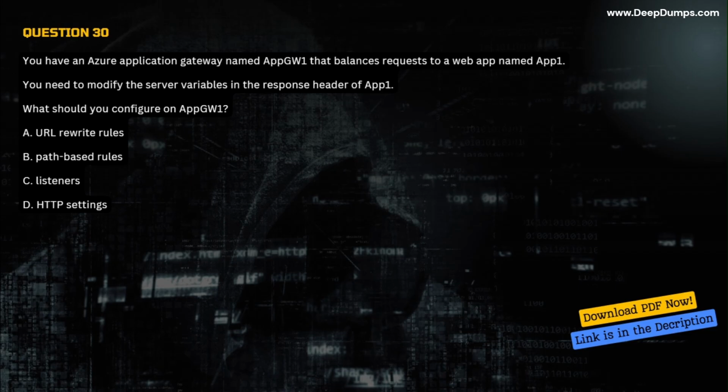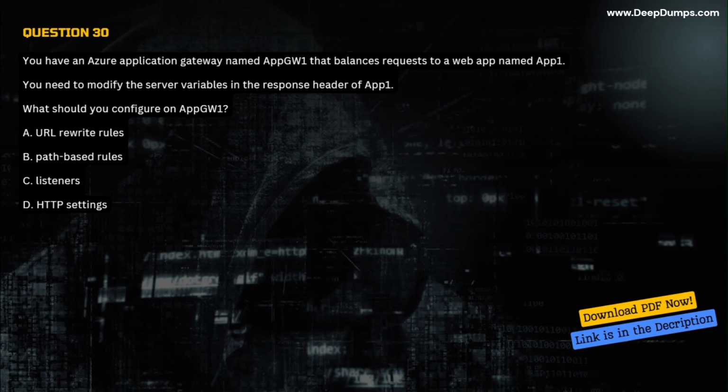Question 30. You have an Azure Application Gateway named AppGW1 that balances requests to a web app named App1. You need to modify the server variables in the response header of App1. What should you configure on AppGW1?